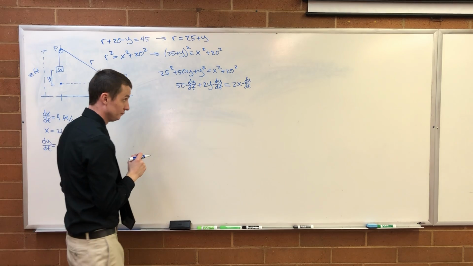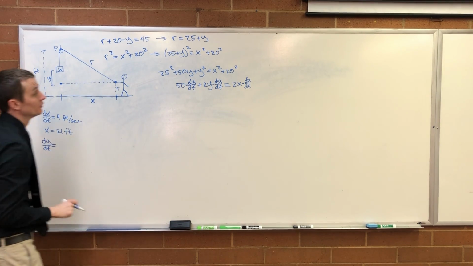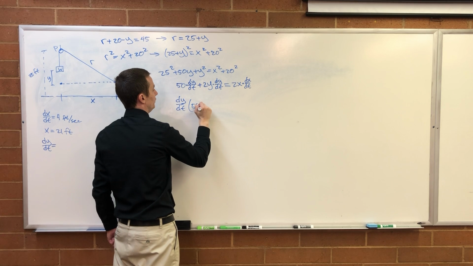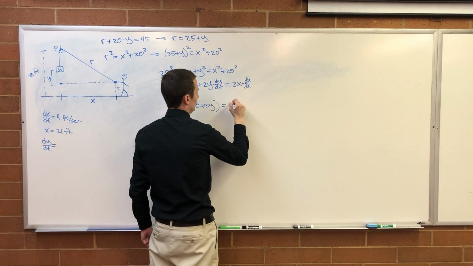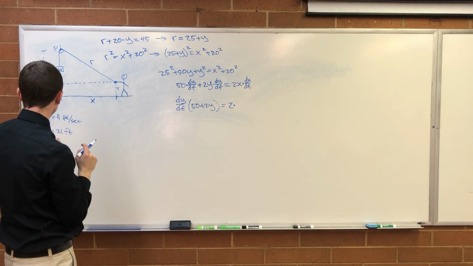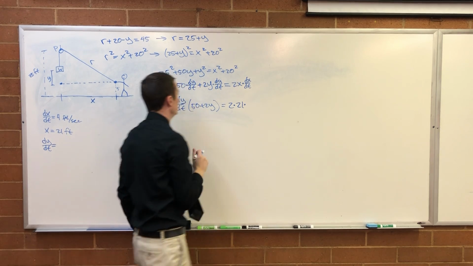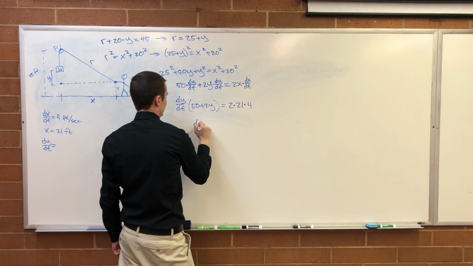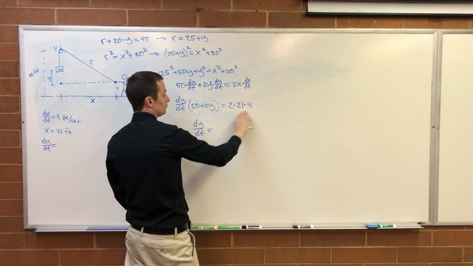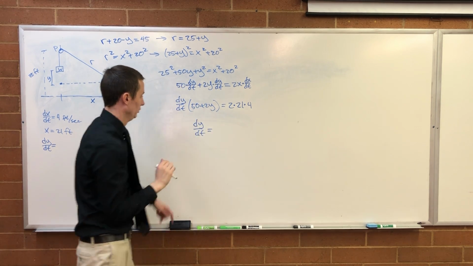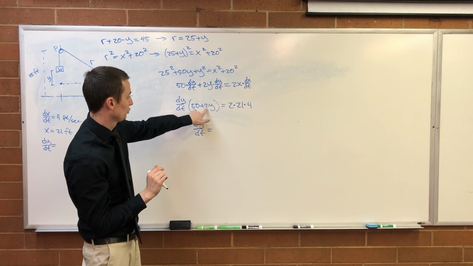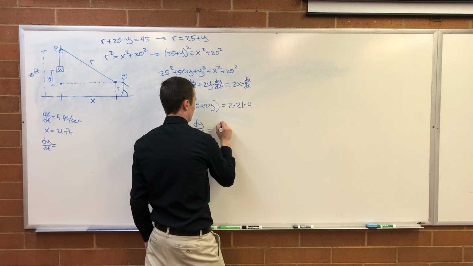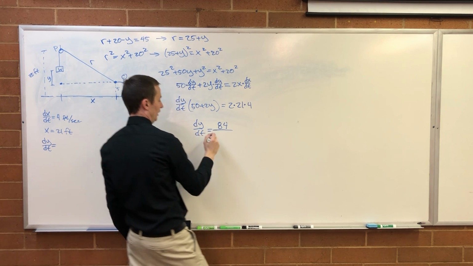We're solving for dy/dt, so let's factor that out. dy/dt times (50 plus 2y) is equal to 2 times, when our x was 21 feet, 2 times 21 times our dx/dt, which is 4. So dy/dt is equal to, we can divide both sides by 2, 21 times 4, which is 84, divided by 25 plus y.